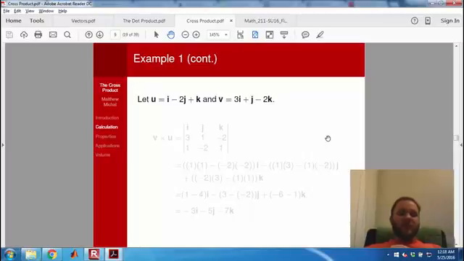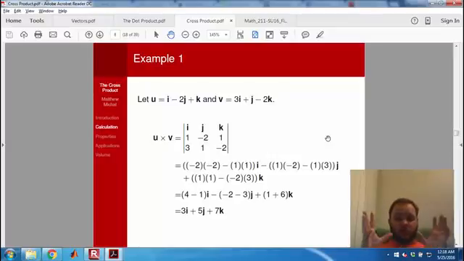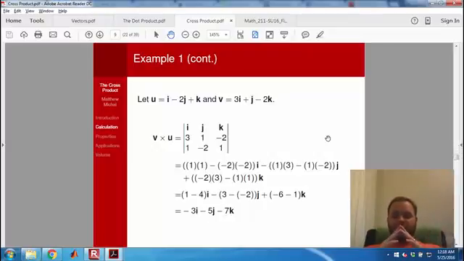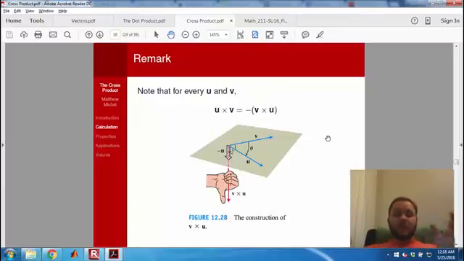For kicks and giggles, we can also calculate the cross product of v and u. Because we talked about last time that with dot products, it doesn't matter which order you do it in. So does the order matter? Why, yes, it does. If you flip the order, you flip the signs. So u cross v is the same thing as negative v cross u. And it makes sense because instead of crossing like so and coming out this way, I'm instead curling the opposite direction. That's why.